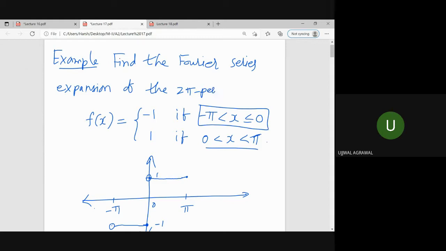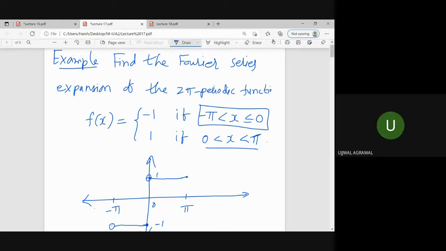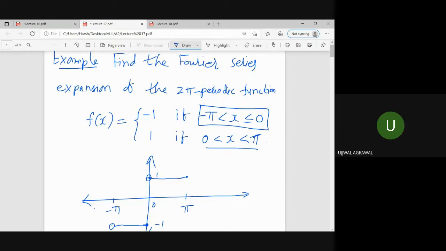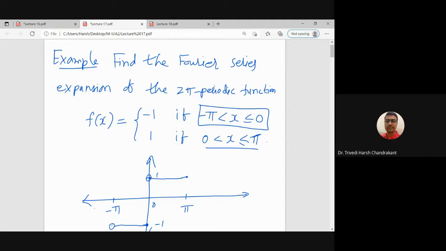Sir, at pi also there should be a value, not equal to 1. Yeah, so you are right. So we need to take either minus pi or pi. We need to define the function. So now is it fine? Yes, sir. Right, so you are correct.